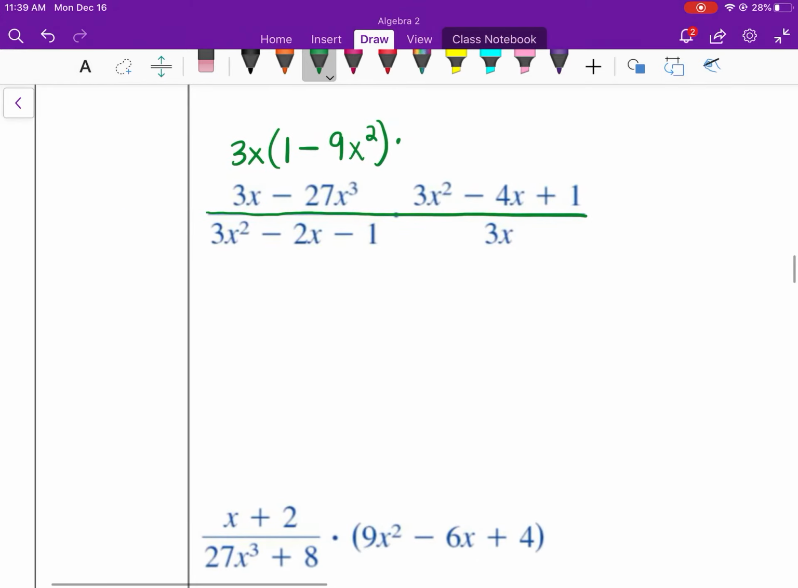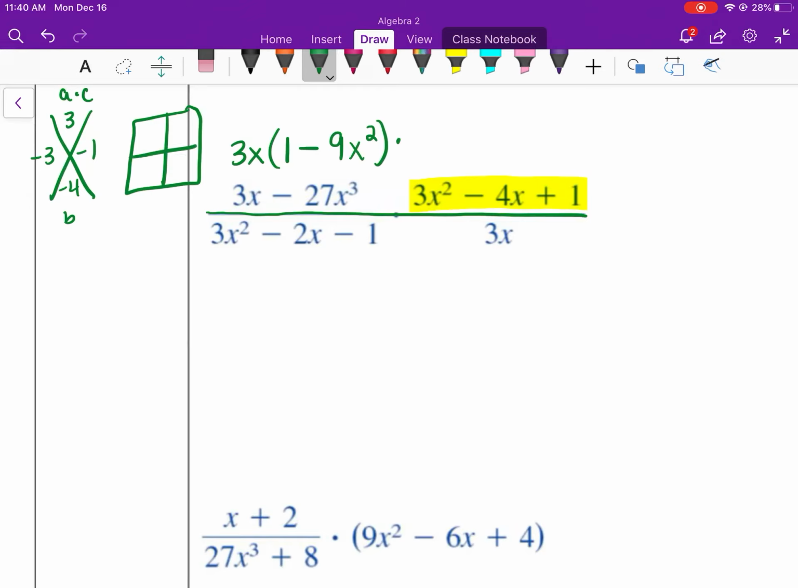Times, now this is a trinomial for this one where a is not equal to 1. So we have to do a little bit of work. So you take your a times your c, which would be 3 times 1, which is 3, and it has to add up to b, which is negative 4. So that's negative 3 and negative 1 that multiply to 3 but add up to negative 4. I'm going to use the box method. You could just reverse distribute.